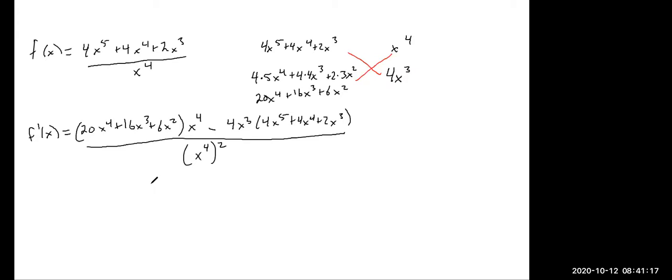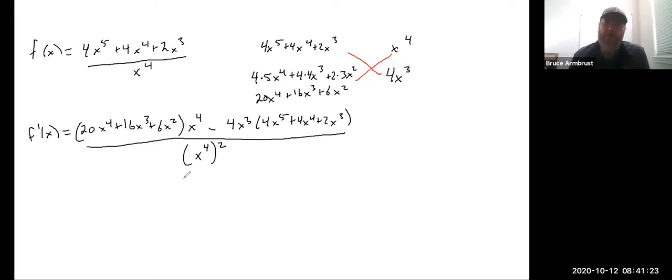I think that's where I made a mistake. I squared the derivative of the bottom. That would definitely do it, because that's going to change things completely, right? x to the 4 squared compared to 4x cubed squared. Weird things happen.